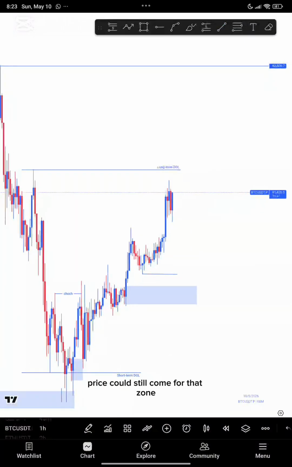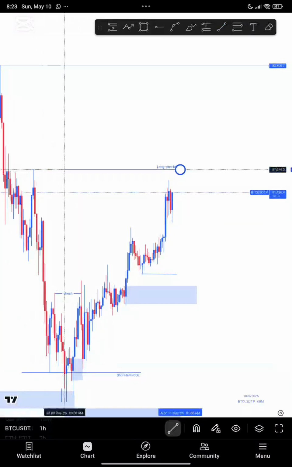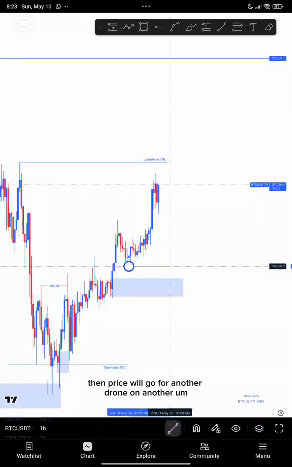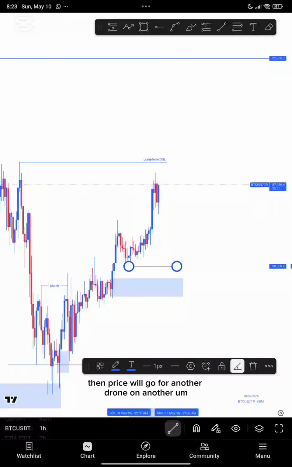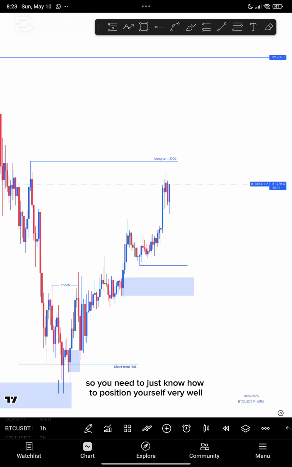Price could still come for that zone, because this long-term DOL, after price takes this guy, then price will go for another draw on another structural liquidity. If you actually know the concept of liquidity very well, you literally know what I'm talking about. Immediately price takes a high, price will literally go to take a low. That is how the dynamics of the market work. Price moves from liquidity to liquidity, so you need to know how to position yourself very well.